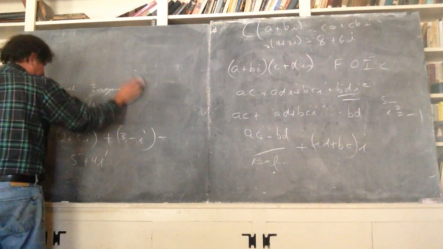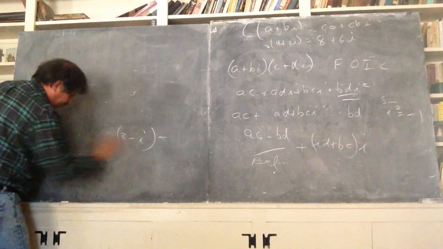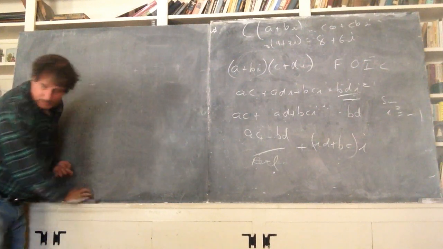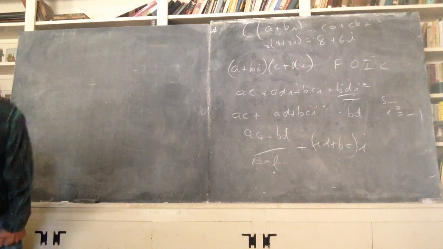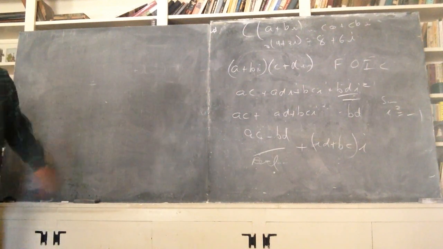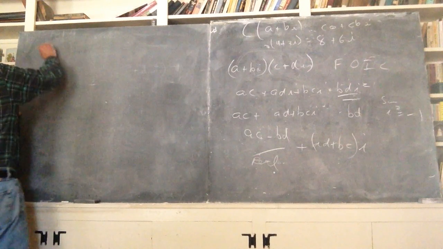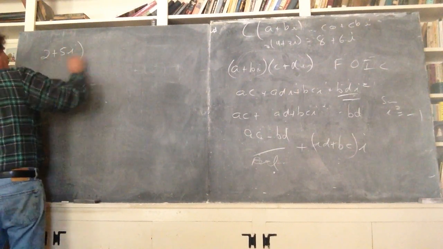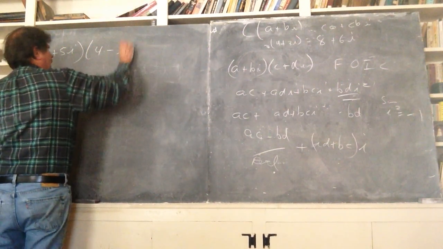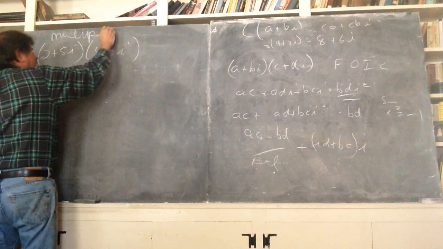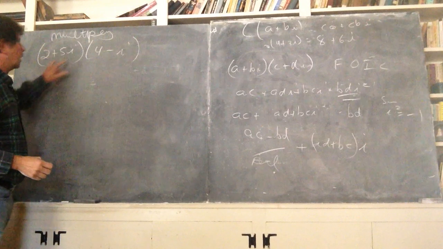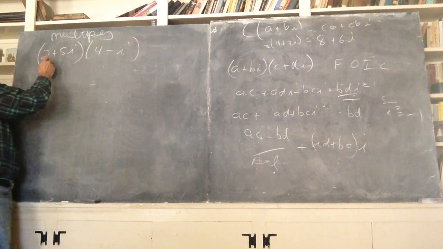I wonder if I have one. I can just make it up again. Well, there's one in the book. 2 plus 5i times 4 minus i. Nope, that's division. Whatever. 2 plus 5i times 4 minus i. Multiply these two.